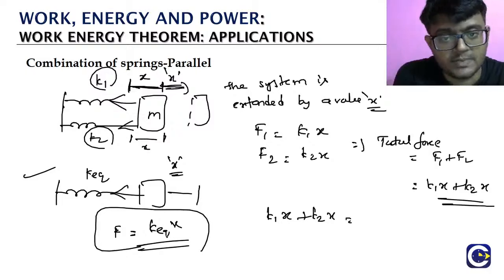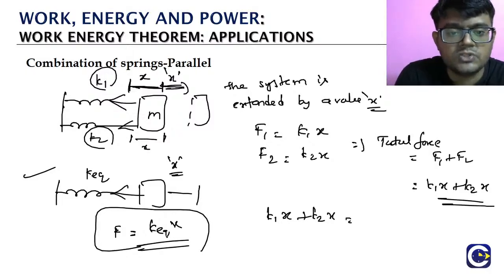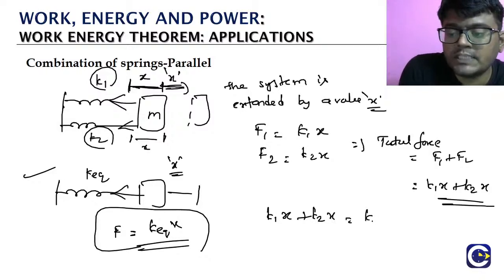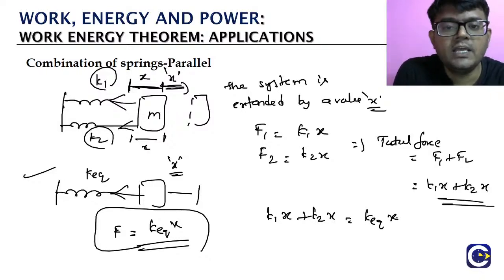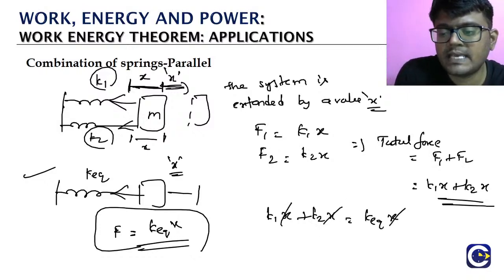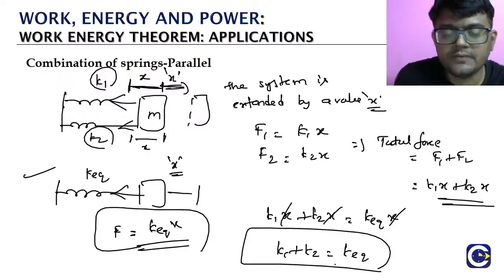That should be contributed by the equivalent spring alone. அப்படிதானா? ஏன்னா நம்ம அந்த combination ஒரே spring வச்சு replace பண்ணோம்னு சொன்னா, the equivalent spring should provide the same amount of force. Same amount of force ன்னு சொன்னா, what is the force given by the equivalent spring? K equivalent in x, right? இங்க பாருங்க, x நம்ம cancel பண்ணலாம். What is it? k1 plus k2 is equal to k equivalent.